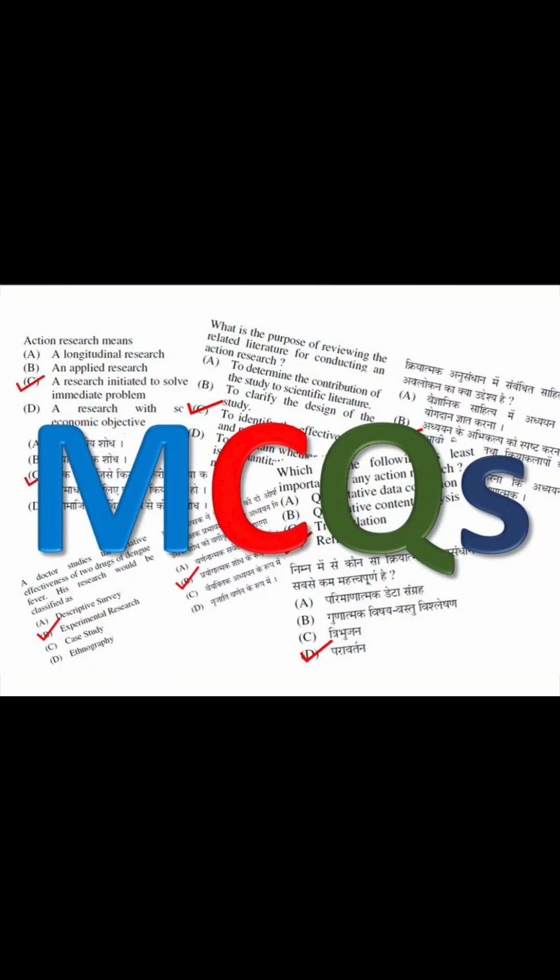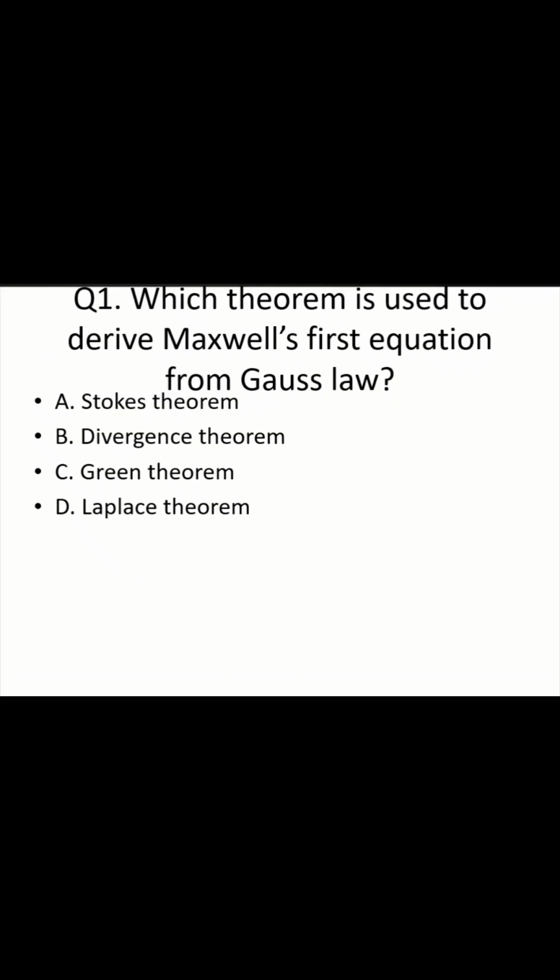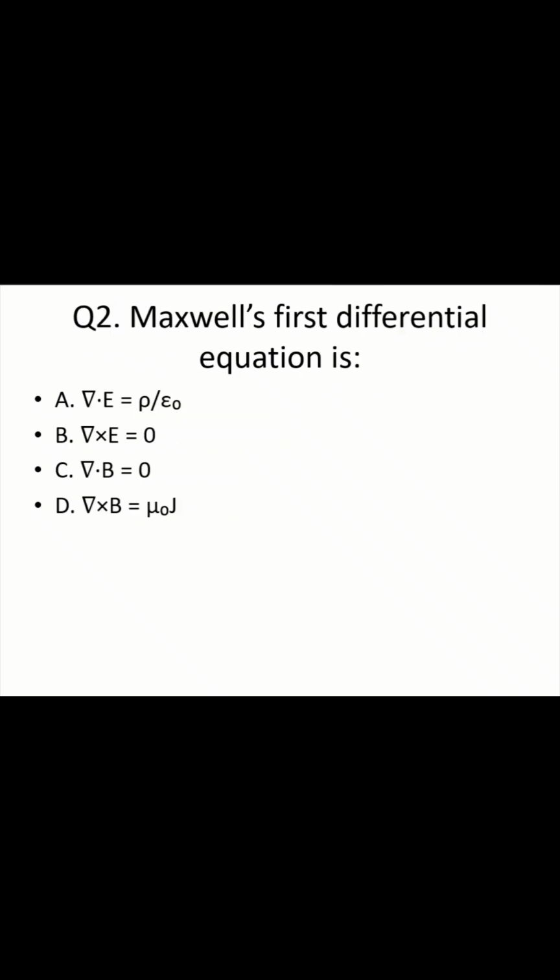Hello everyone, today we'll be doing important MCQ questions of Unit 1 Physics. Coming to the first question, which theorem is used to derive Maxwell's first equation from Gauss law? Option 1, Stokes theorem, Divergence theorem, Green theorem or Laplace theorem. So the correct option is option number B, Divergence theorem.